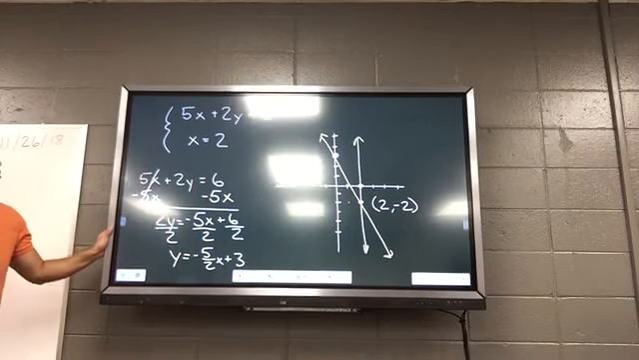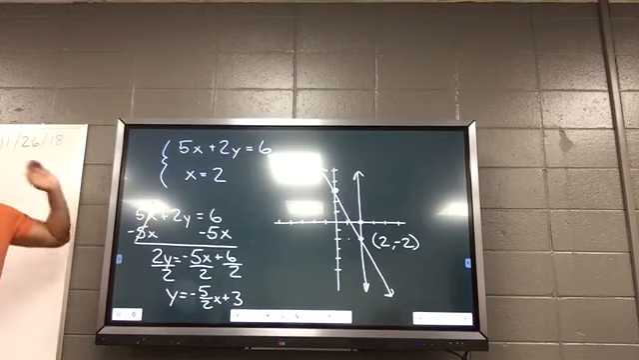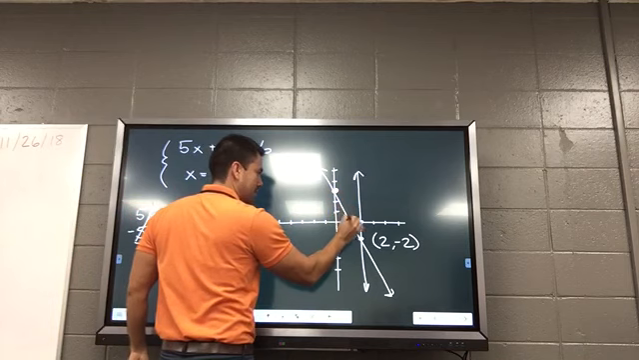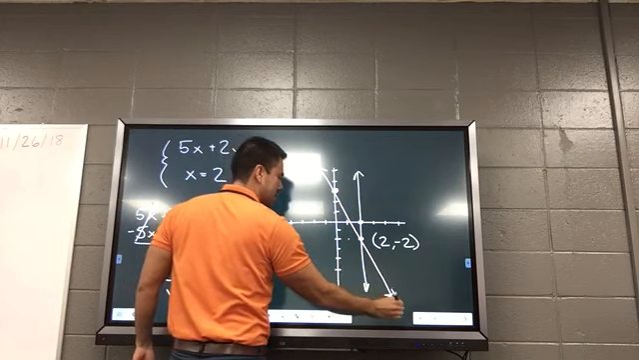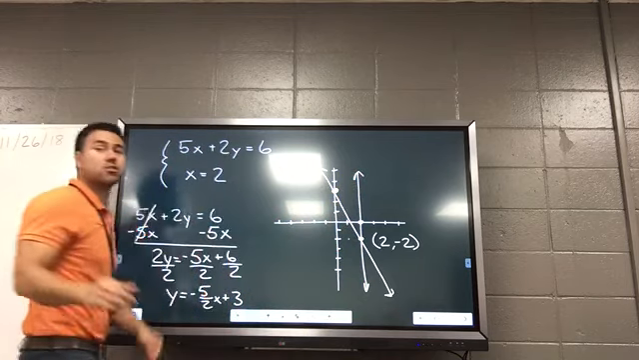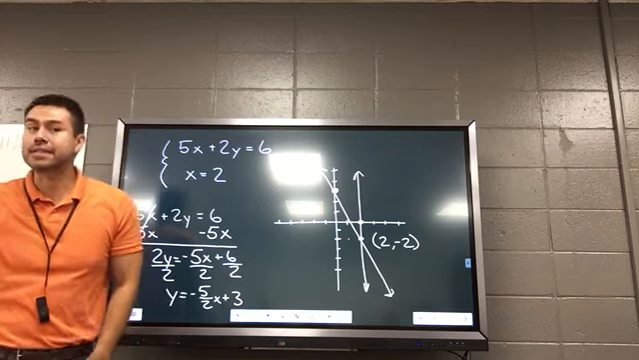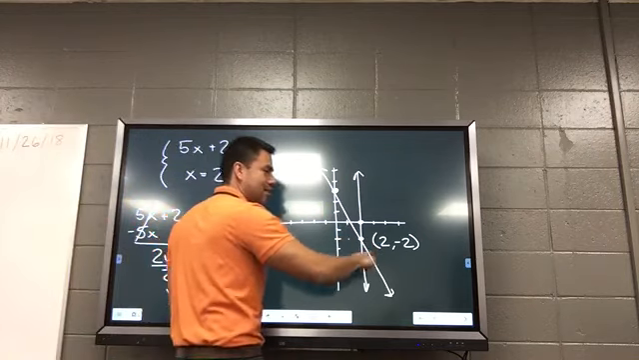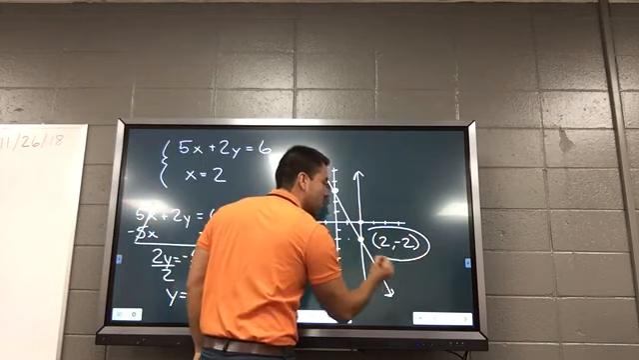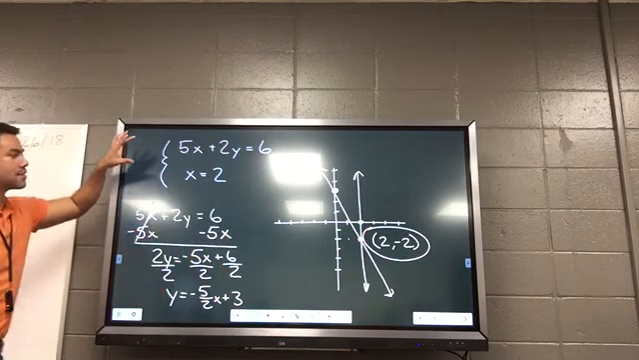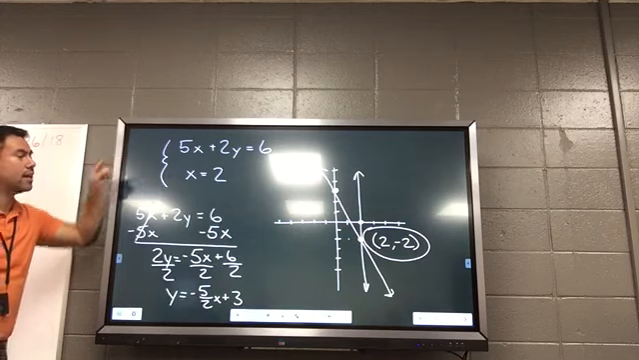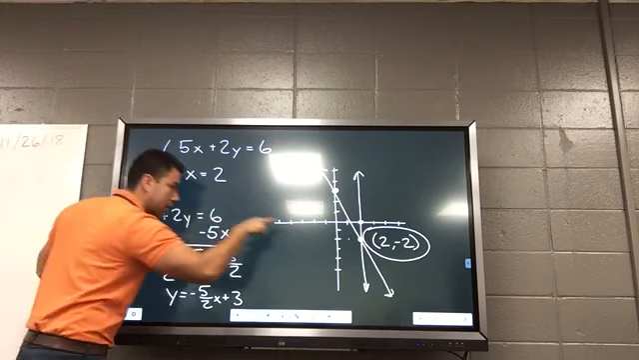Okay, I'm going to ask you a few questions here to show you what we're trying to figure out. How many solutions are on the first line? Infinite number of solutions. How many solutions are on the second line? Infinite number of solutions. How many solutions do both lines share at the same time? One solution right here, and that's at 2, negative 2. That is the solution to the system. Because there are an infinite number for the first, infinite for the second, but for the system, there's only one. It's right there.